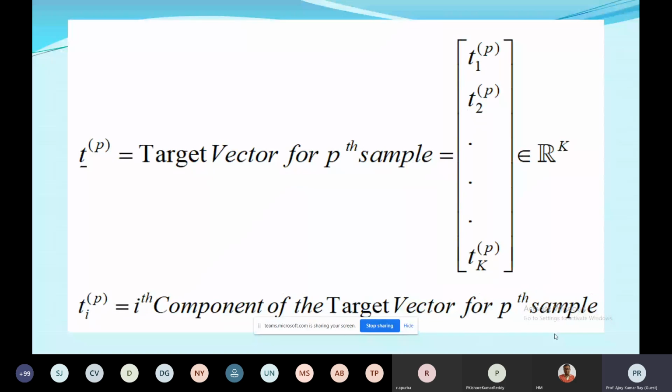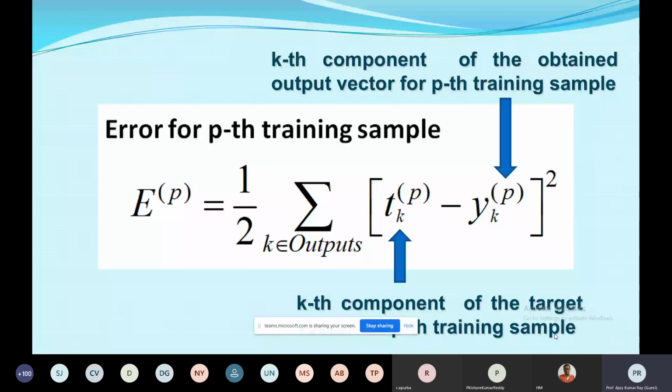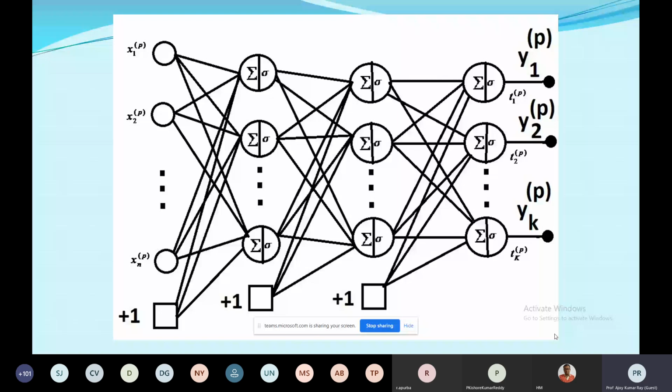So what should be the target vector? If the output is not exactly what is desired, then this is the error. I was talking about the error. The error for the pth training sample will be sigma over k of (t_k^p minus y_k^p) whole square. So this is just the error function, and then these errors will be backpropagated.